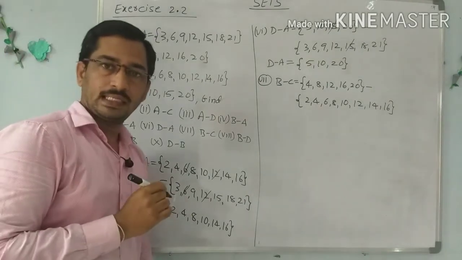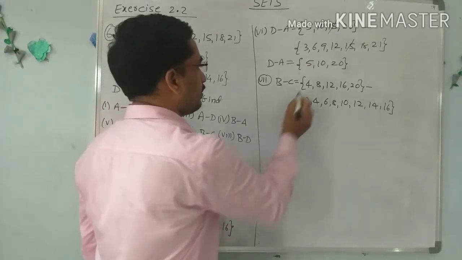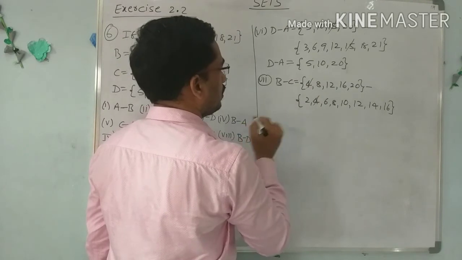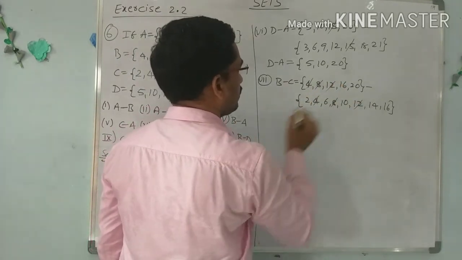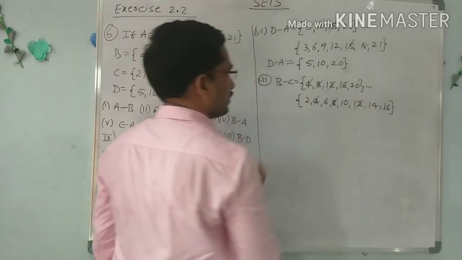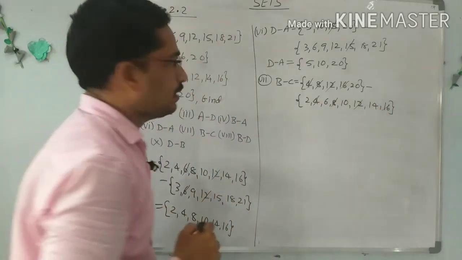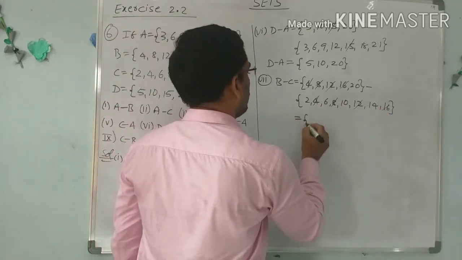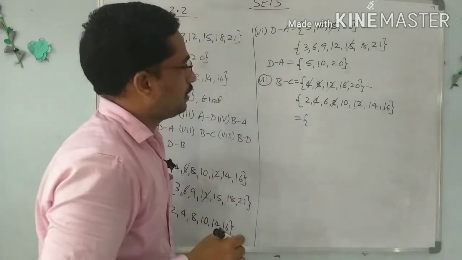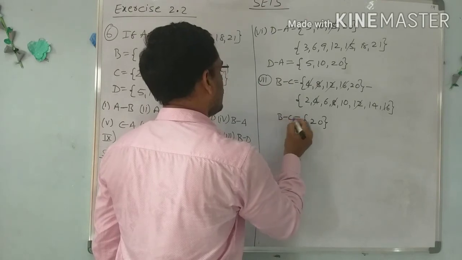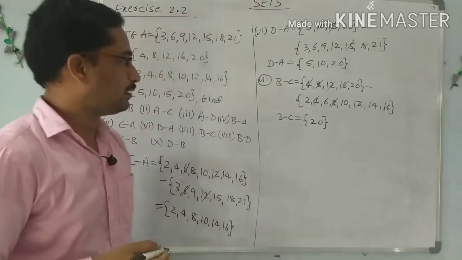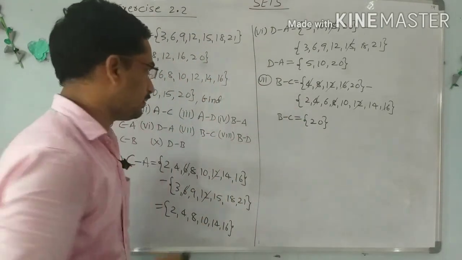Now first cancel the common elements. What are the common elements? 4, 8, 12, 16. So it contains only one element, that is 20. So B minus C contains only one element, 20. So it is a singleton set.